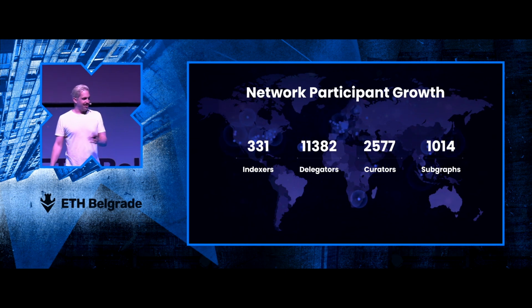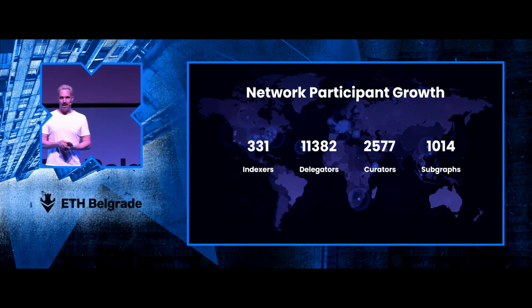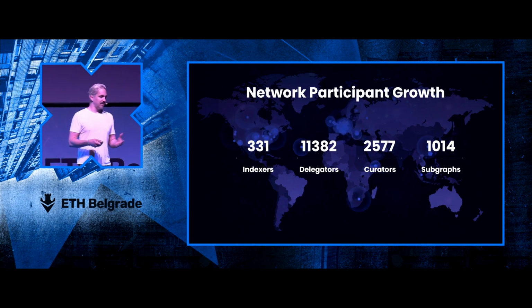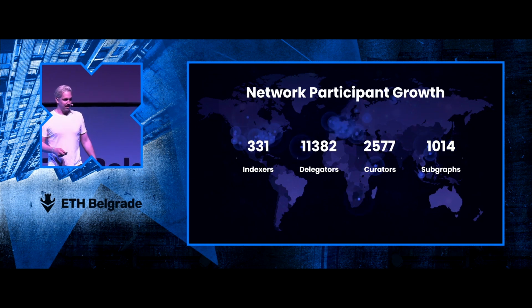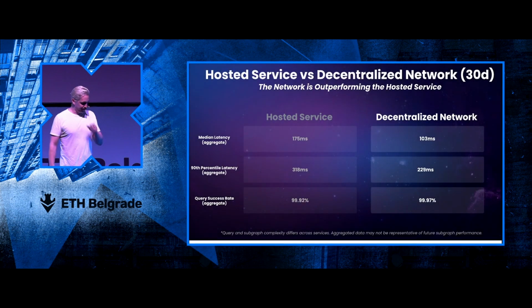So as of now, or yesterday when I last updated the slides, we had 331 indexers. There are individuals across the world that are there to serve the data that we need in our front ends. And then there are other participants like the delegators, easy way to get to interact with the Graph protocol, the curators, and also more than 1,000 subgraphs now deployed to the decentralized Graph network. So that's a huge step.